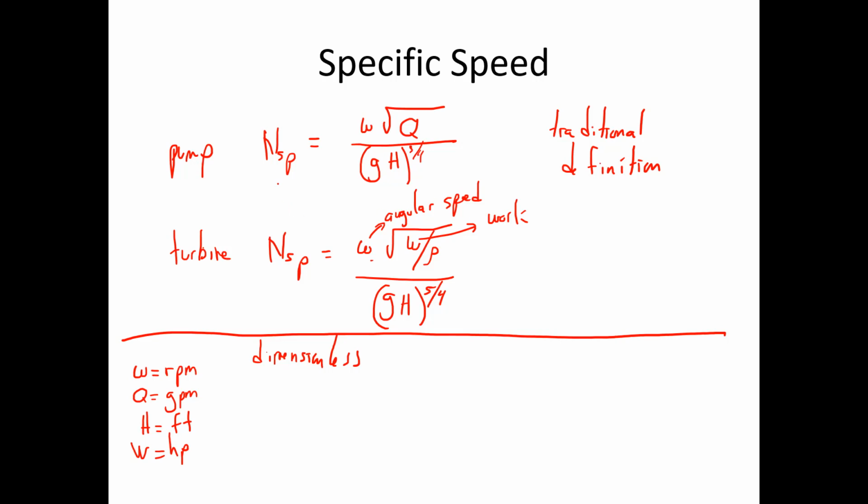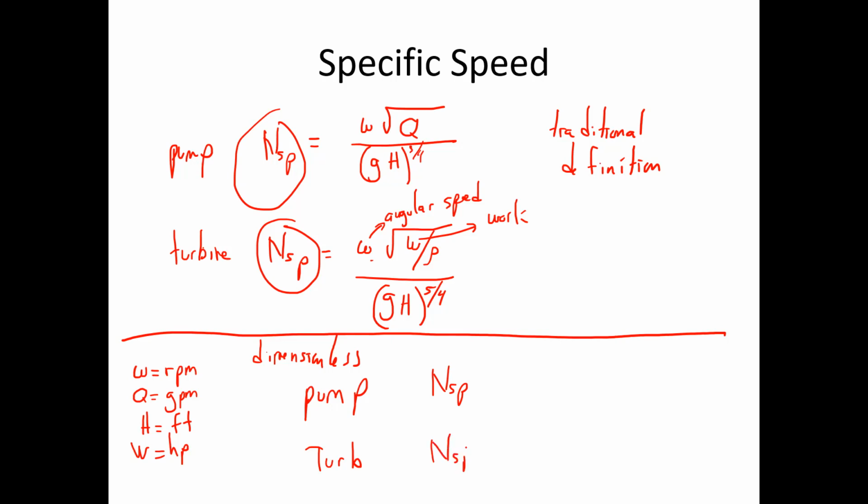These two equations for specific speed are now going to be recast into the following two equations, which are dimensionless and which are what we're going to be using in this class to classify turbines and pumps. So these two equations end up being the following. These two equations here are the ones we're going to be using.